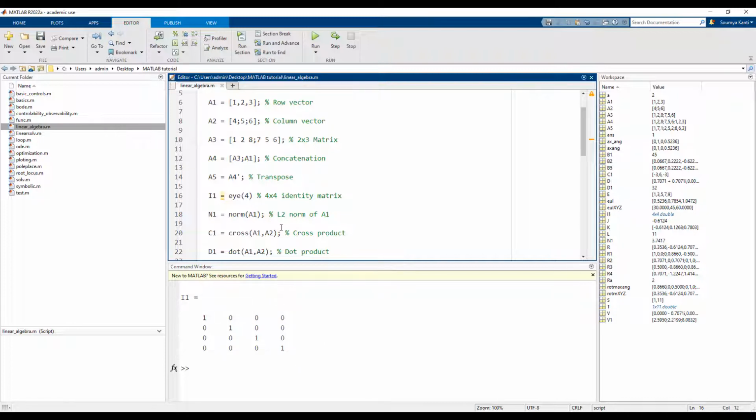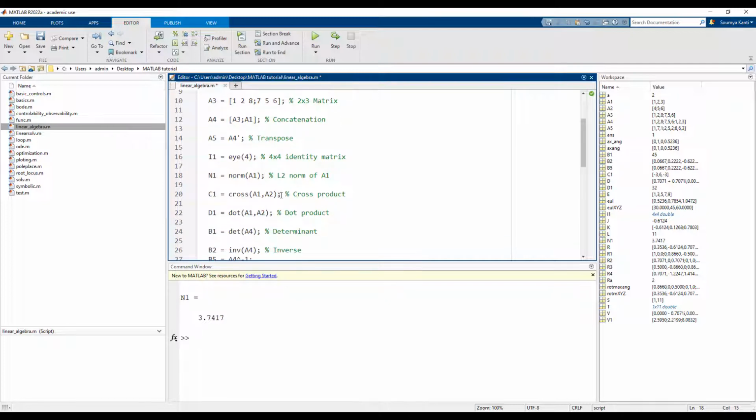Now you can also find the norm of a vector. Norm is like the L2 norm, the magnitude of the vector. Okay. So you can see that we are taking the norm of A1. So A1 is 1 2 3. So it is doing something like square root of 1 square plus 2 square plus 3 square. So this is how it's done.